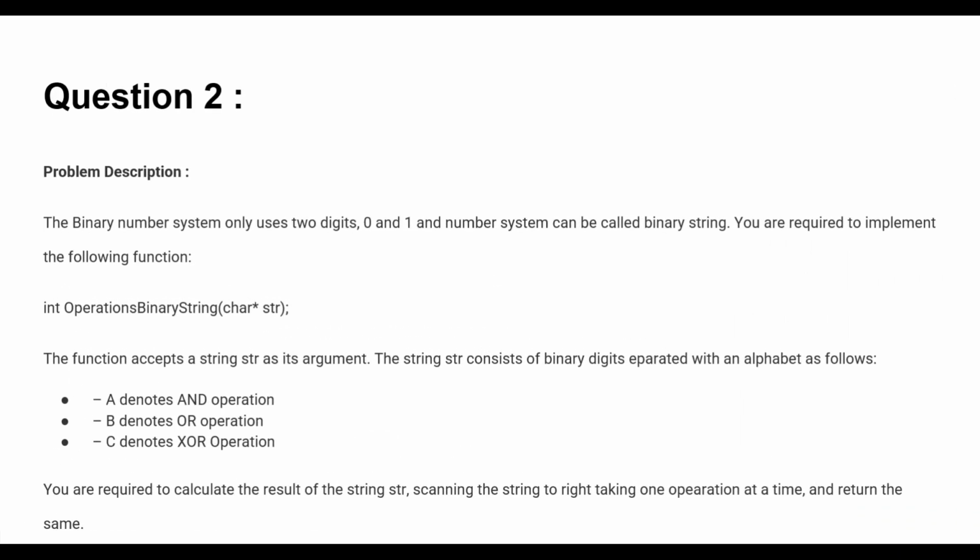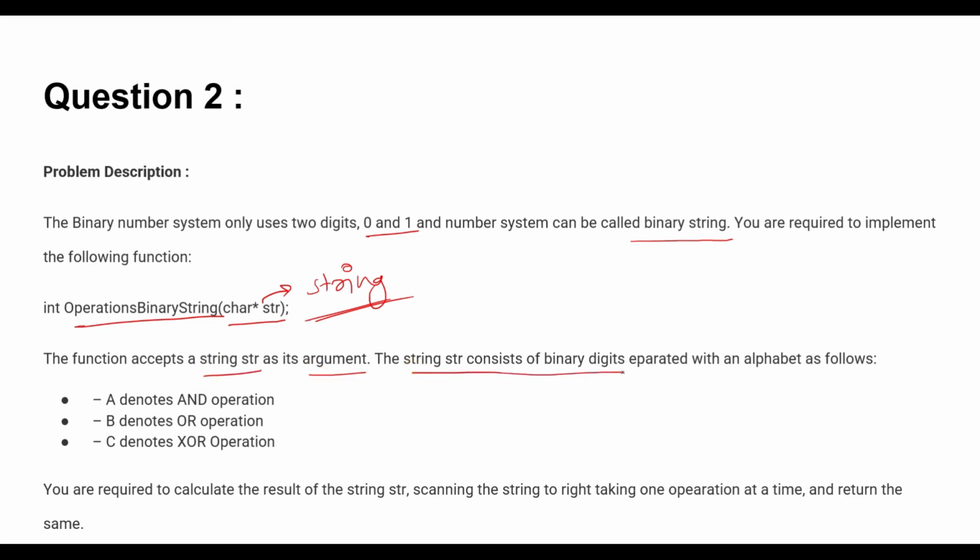So now let's start with problem statement 2. Given problem statement: the binary number system only uses two digits, 0 and 1, and such a number can be called a binary string. You are required to implement the following function. They have given one function here, operations binary string, which will take a character string as an argument, so it will have a string as a parameter.